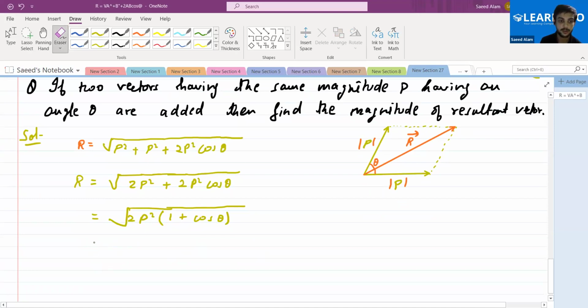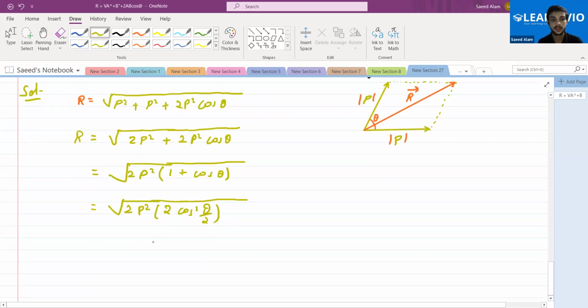So what can we replace it with? 1 plus cos theta equals 2 cos square theta by 2. Yes, that is 2 times cos square theta by 2. Is this clear to you? So what will you get inside the under root? You will get 4 times P square into cos square theta by 2. Yes or no? And what will come out of it?